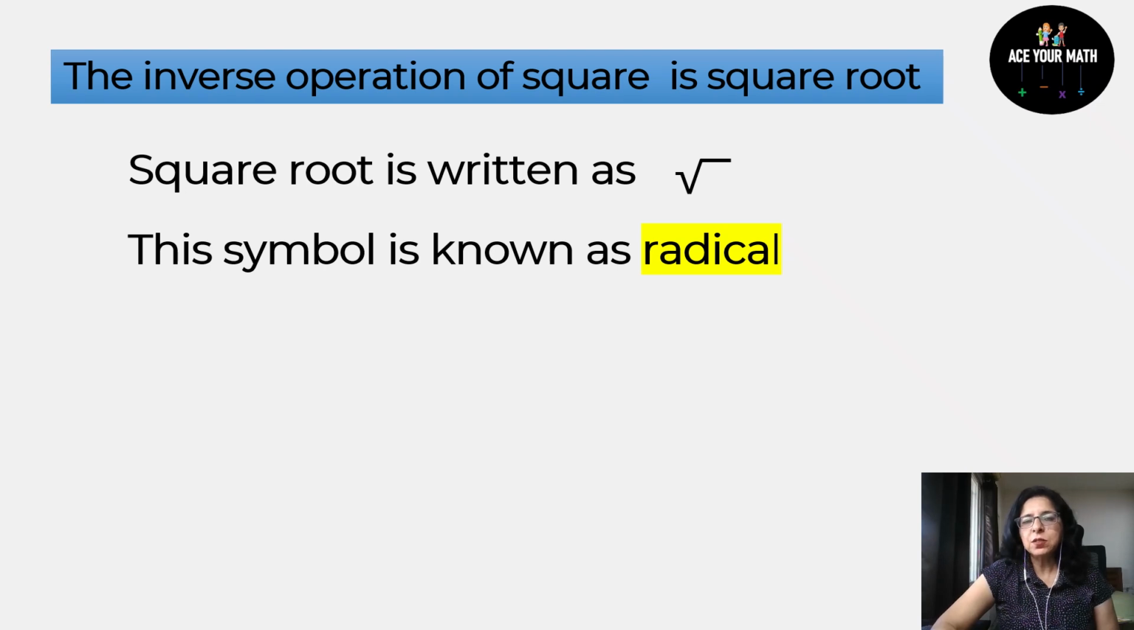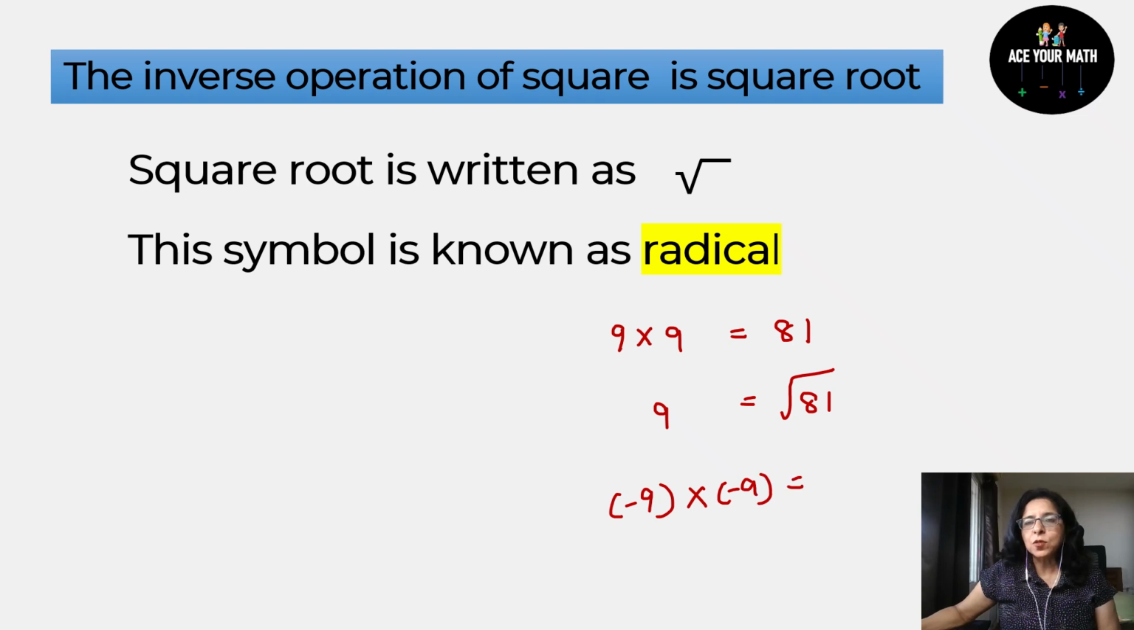Now how do we find square roots? Let's say we are finding the square root of 81. We know that 9 multiplied by 9 is 81. So what is the square root of 81? The square root of 81 is 9. Likewise, when we multiply minus 9 by minus 9, this will also give us 81. But when we say square root, we consider only the positive square root. So the square root of 81 is 9 only.